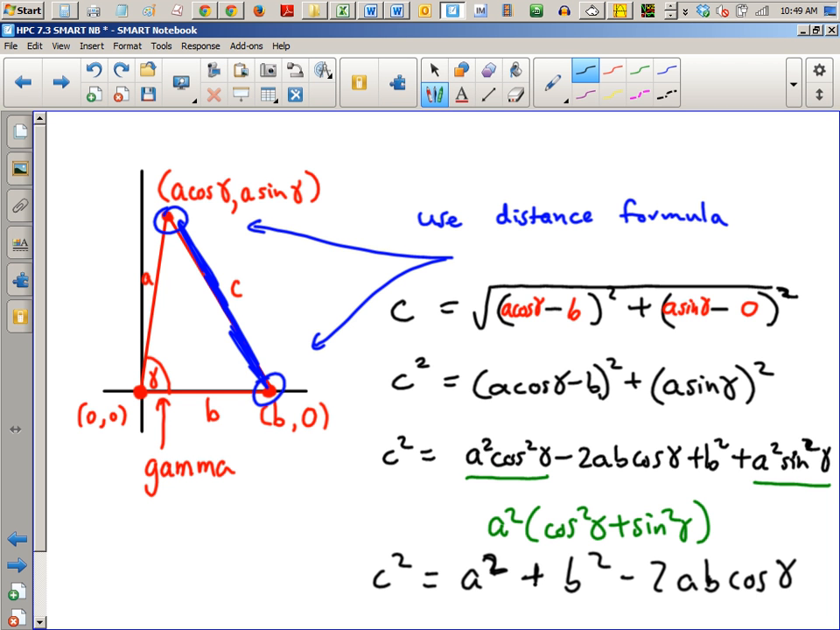So this rule right here will supersede the Pythagorean theorem. You can throw the Pythagorean theorem in the trash now. You never need it for the rest of your life. This will take care of it. And when gamma is 90, it'll reproduce the Pythagorean theorem for you.